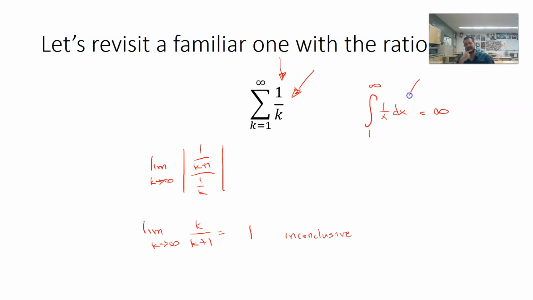If that's the case, remember the integral test says if this is divergent, so too must the series be divergent. And a couple of things have to be true. It has to be decreasing and positive the entire time on the interval in question. Okay, and this is indeed the case.